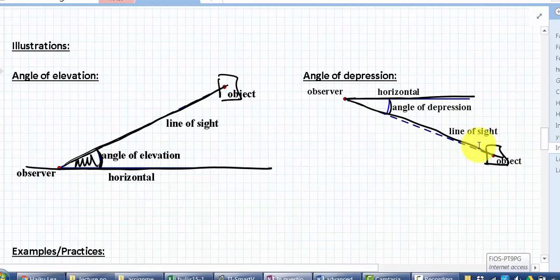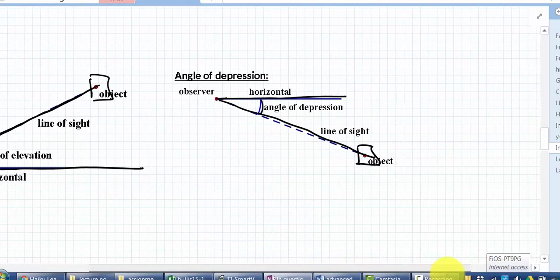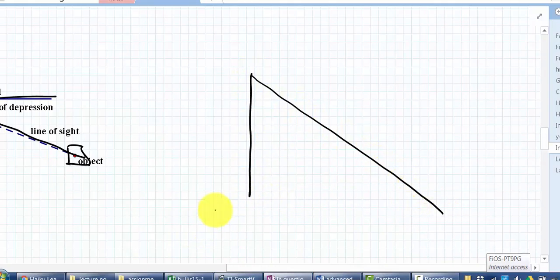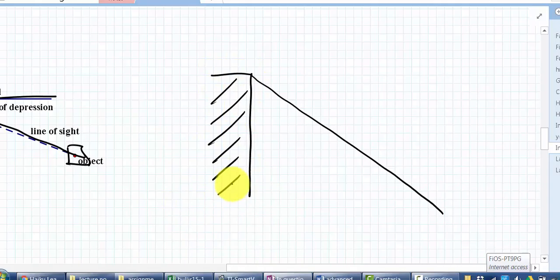Now you're going to have to be careful here. There's a common mistake that is made, especially, for example, if you are at the top of a building right here, and you're looking down. Here's a building right there, right? And the problem is telling you you're looking down at an object right here. And the problem is telling you the angle of depression is, let's say, 45 degrees.